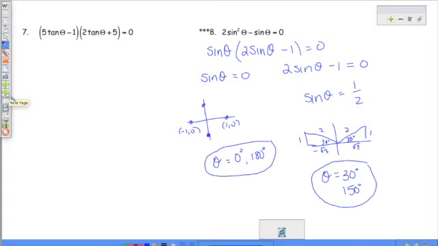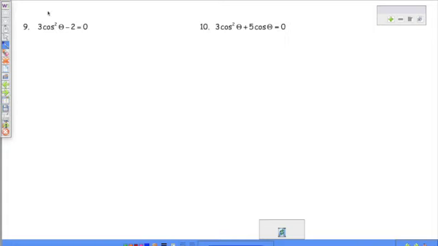I'm looking at these next ones. All right, so I'm going to skip number 9 with you guys. Number 9 is another square root one. You can do that by yourselves. Number 10 looks like it's another factoring one. So the only thing that they have in common that I can take out is the cosine of theta. And I'd be left with 3 cosine theta plus 5.